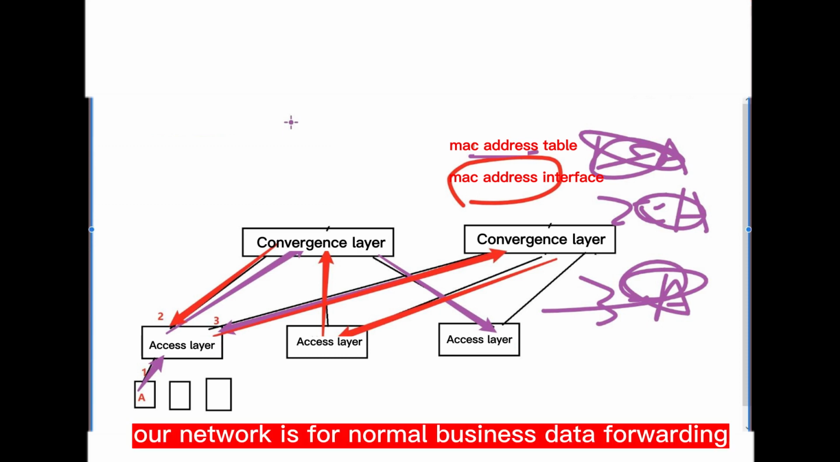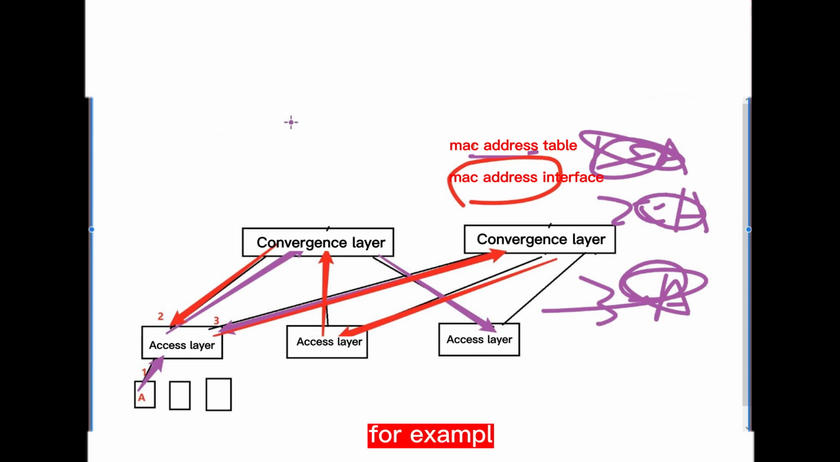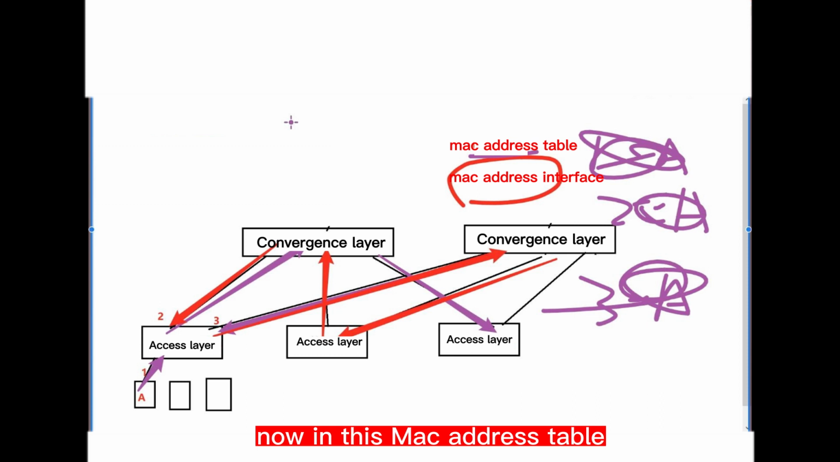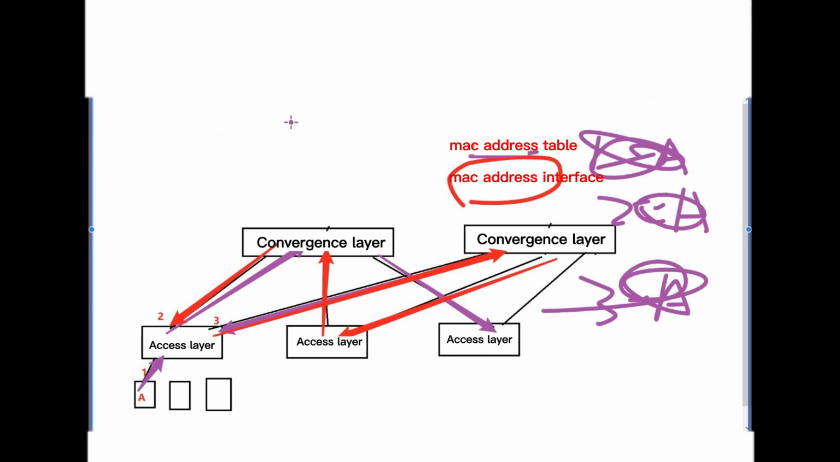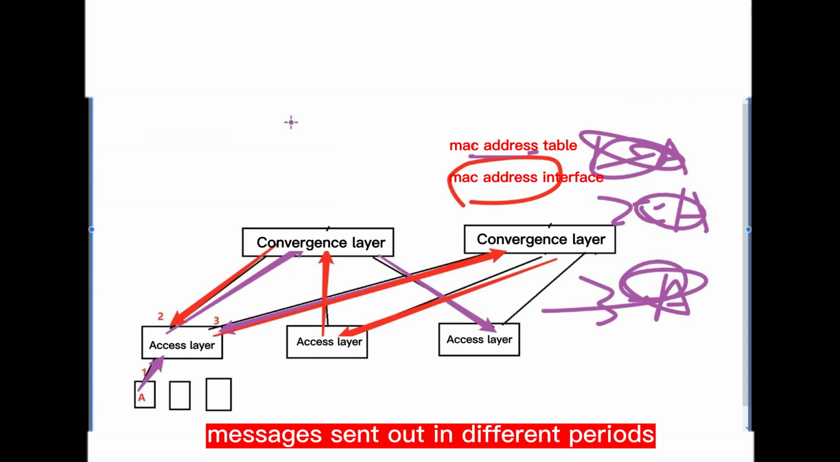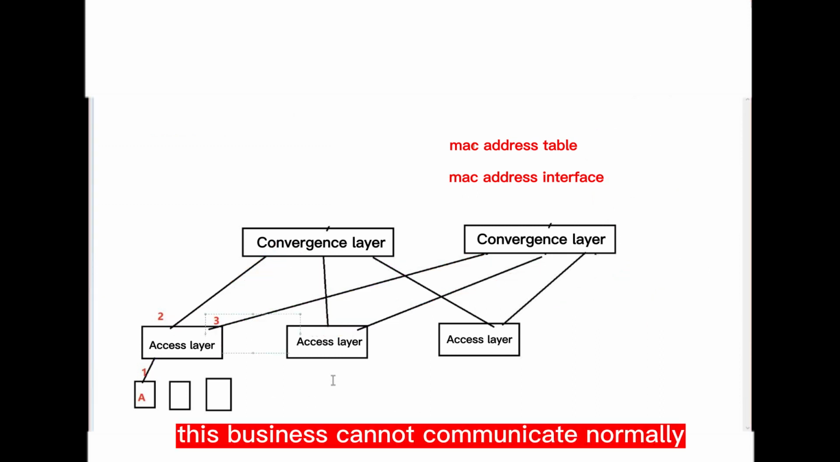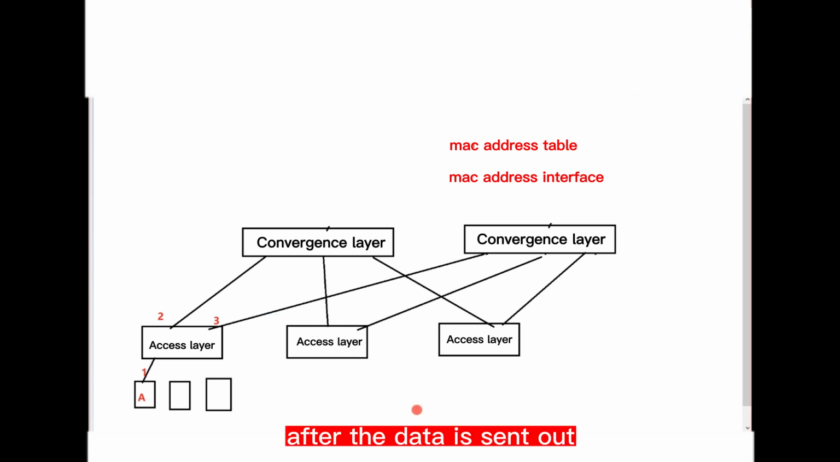Our network is for normal business data forwarding. For example, when data is sent, it queries the MAC address table to forward. Now in this MAC address table, for a while A corresponds to 1, a while to 2, then to 3. Messages sent out in different periods are all sent from different interfaces. This business cannot communicate normally. After the data is sent out, host A cannot be found.